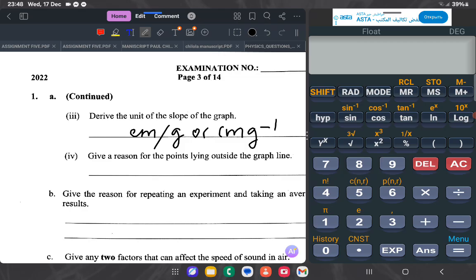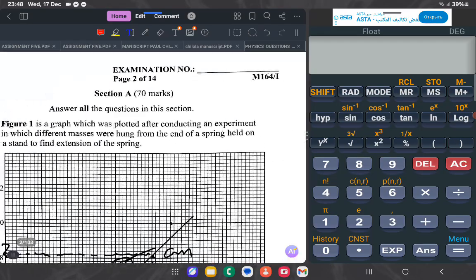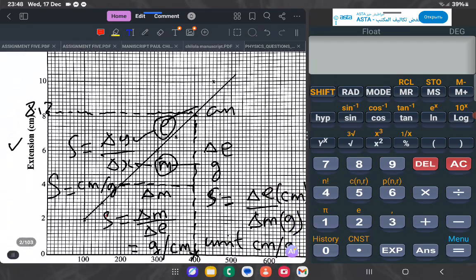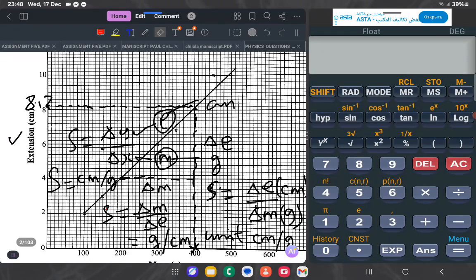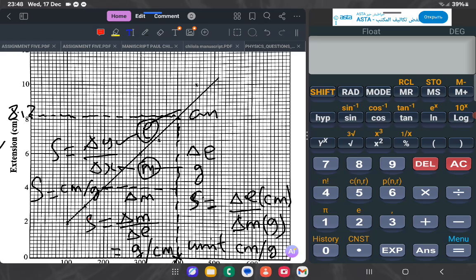And Roman numeral 4: give a reason for the points lying outside the graph. Let's go back to the graph. All these questions are coming from the graph. So let's clean it up so that we can see our graph clearly, and see the points that are lying on the graph.